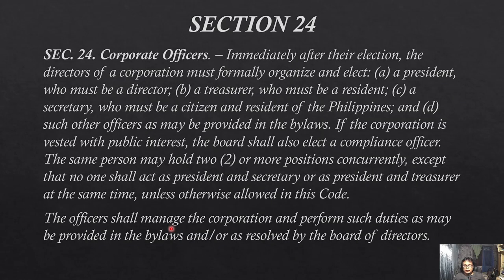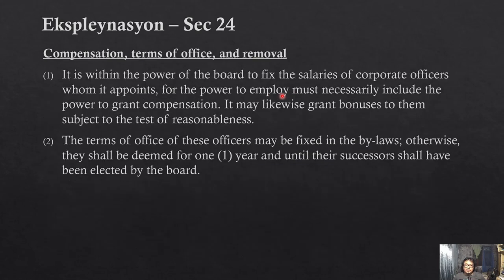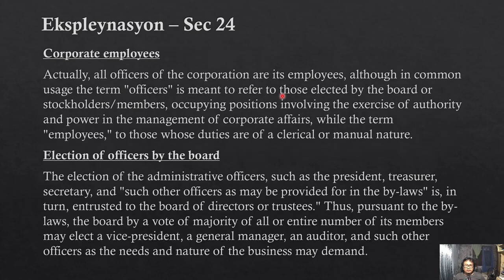Kasi di ba sabi lang dito, ang specifically expressly stated ng batas, president, treasurer, secretary. So pwede, and yung letter D, pwede silang magdagdag. Anong pwedeng idagdag nila? Vice president, general manager, auditor, o lagyan pa, supreme commander, sergeant at arms. Kung ano man trip nila in relation to the needs and nature of the business. Lagay sila muse and escort kung appropriate sa business nila.